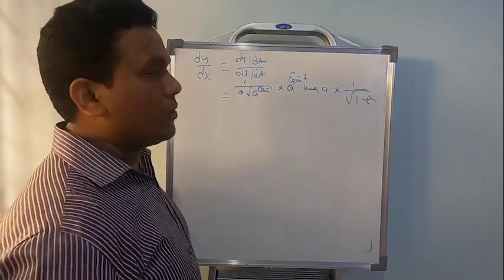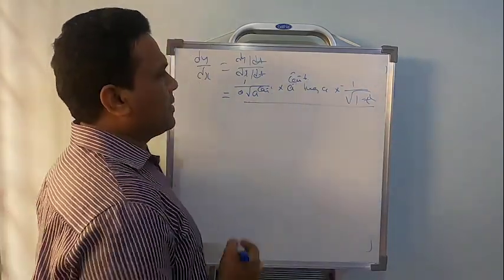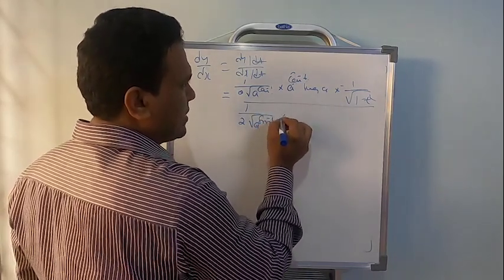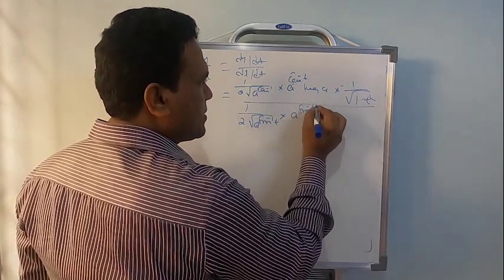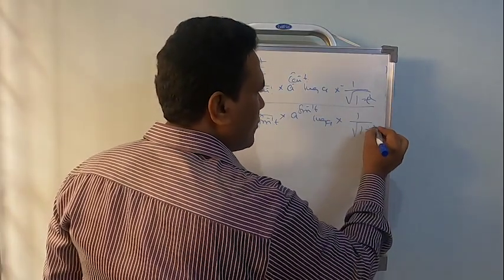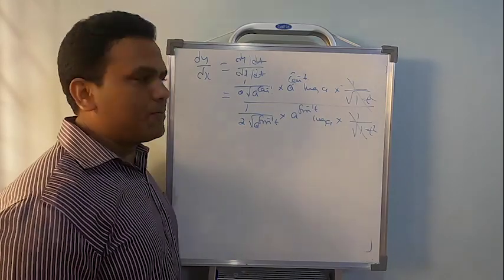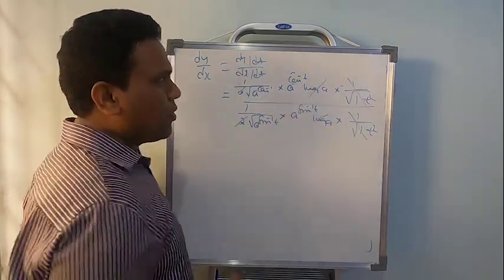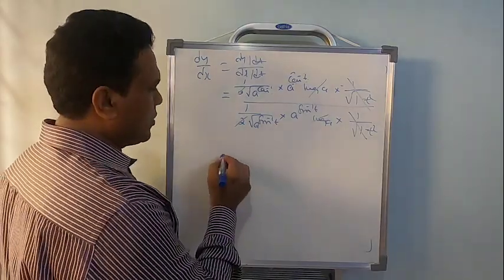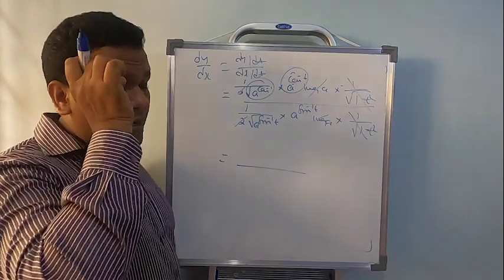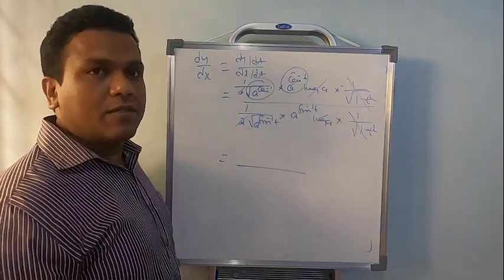Fine. Okay. Now this is divided by 1 by 2 root of a power sin inverse t multiplied by a power sin inverse t log a, and that is multiplied by 1 by root of 1 minus t square. This will be cancelled. 2 in the denominator also gets cancelled. Log a also gets cancelled. Right. Now just look here. What is remaining is a power cos inverse t by square root of a power cos inverse t.